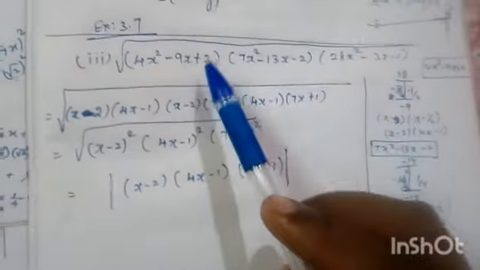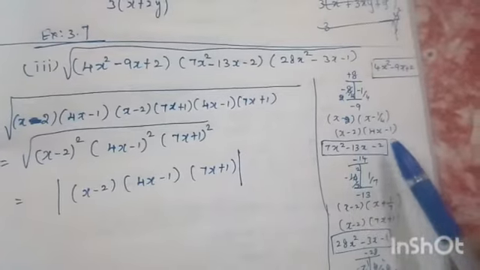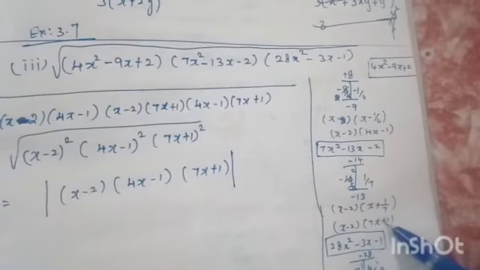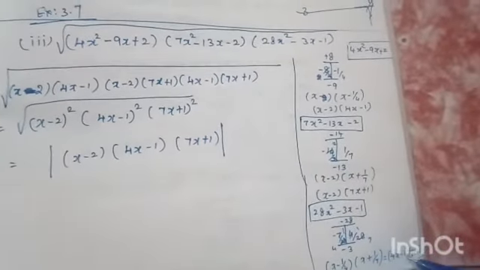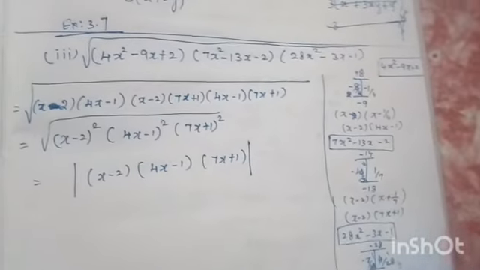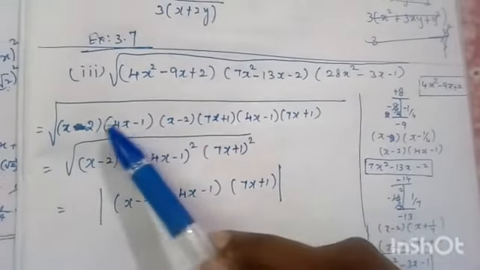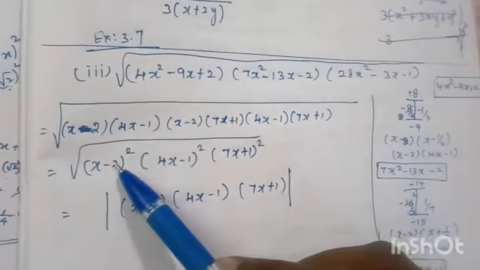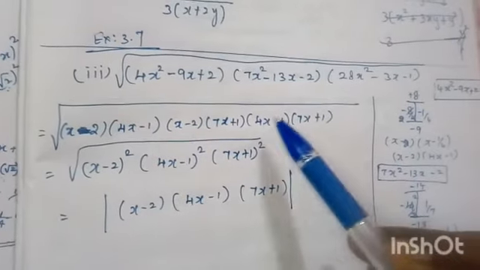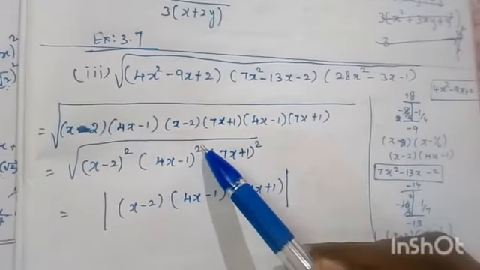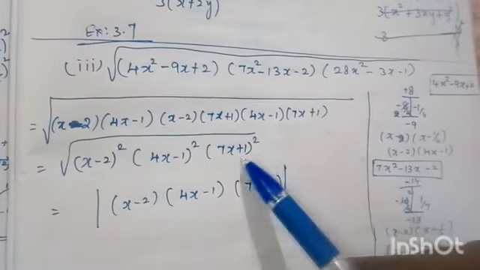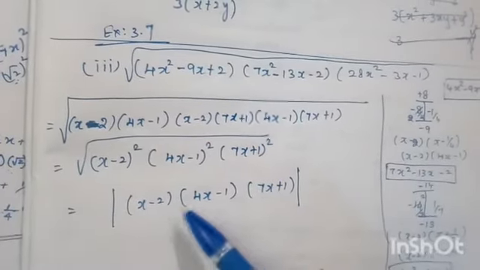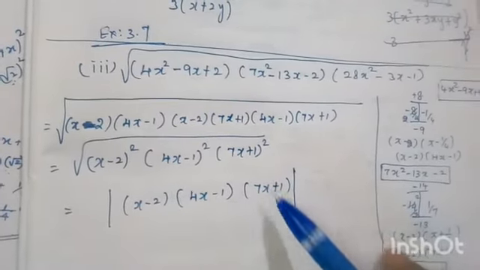Okay, now you have to write the factor. This one factors we found as x minus 2 into 4x minus 1. The second expression factor is x minus 2 into 7x plus 1. Third expression factor is 4x minus 1 into 7x plus 1. Now you have to compare; the same terms are there, you make it as a same power. So x minus 2 into x minus 2, x minus 2 whole square. 4x minus 1, 4x minus 1, so 4x minus 1 whole square. 7x plus 1, 7x plus 1 whole square. We want to take a square root. So it becomes absolute value of x minus 2, 4x minus 1, 7x plus 1.